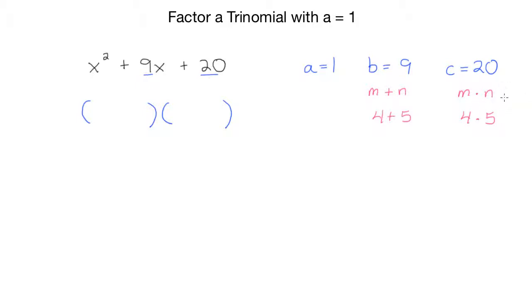So what do I do with that 4 times 5 and 4 plus 5? What do those numbers mean? Well, they let me rewrite it then as x plus 4 and x plus 5. It's both plus 4 and plus 5 because they're both positive numbers. And there we go. That's my factored form. Those are the two binomials that multiply to equal this trinomial.